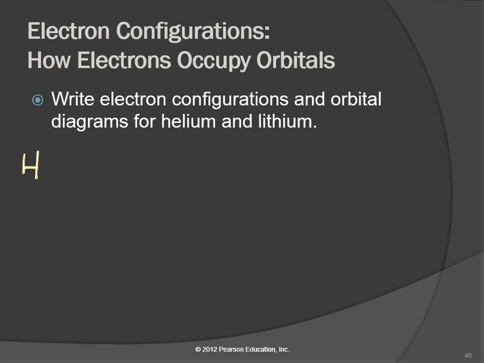So, helium. First of all, we need to know how many electrons does helium have? 2. It's element number 2 in the periodic table. It has 2 electrons. So then I'm going to think about the crazy electron hotel, and I'm going to draw a box representing the bed in the first room.